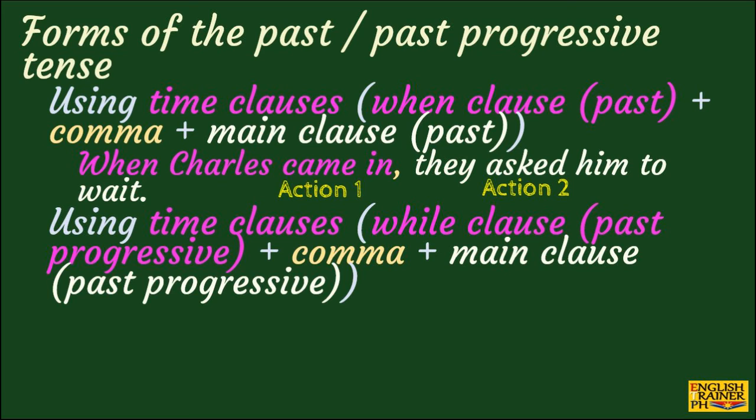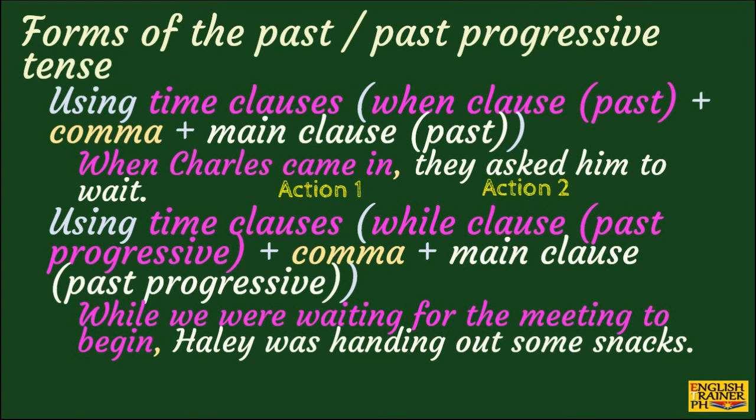While is a very special time word because it can mean that 2 actions are happening at the same time, or 2 actions happened at the same time. So for a while clause, we can use both past progressive in the time clause and in our main clause. So while we were waiting for the meeting to begin, Haley was handing out some snacks. So these 2 actions were happening at the same time. There is no action number 1 and there is no action number 2.